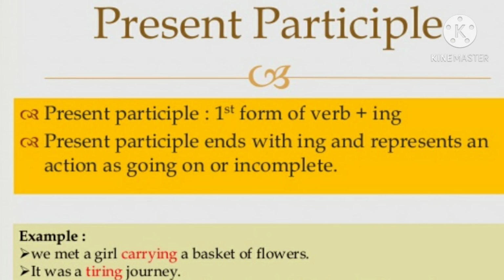So let us know about present participle first. Whenever we are hearing or seeing about present participle, immediately we have to get to our mind what that is. It is the first form of verb plus ing. Isn't it? So this present participle ends with ing and represents an action as going on or incomplete. We met a girl carrying a basket of flowers. Next one. It was a tiring journey. Seeing these two examples, we can understand what is present participle.